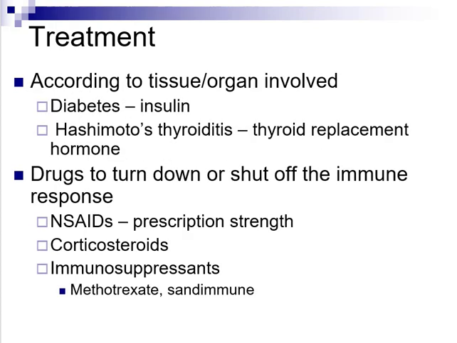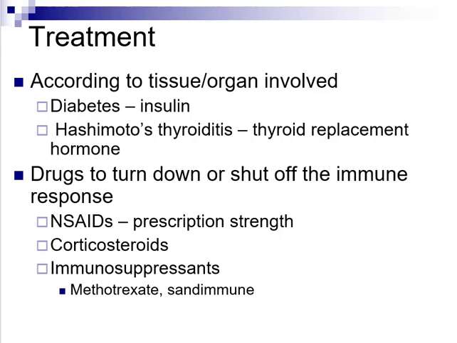And how they treat these autoimmune disorders depends on the tissue or the organ involved. So for diabetes type 1, it would be insulin. Hashimoto's thyroiditis would be a thyroid replacement hormone. They also use drugs that turn down or shut off the immune response.